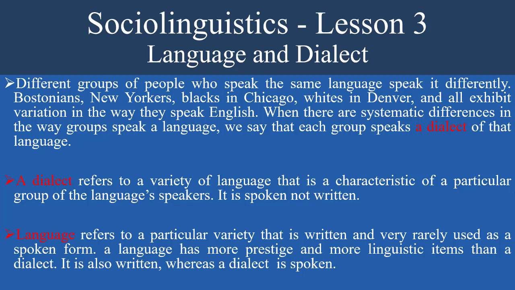On the other hand, language refers to a particular variety that is written and very rarely used as a spoken form. So according to this definition, language is not spoken language. It can be spoken, yet it is mostly used in the written form. So a language has more prestige and more linguistic items than a dialect. It is also written, whereas a dialect is spoken.